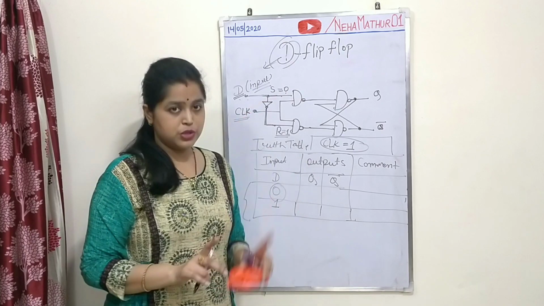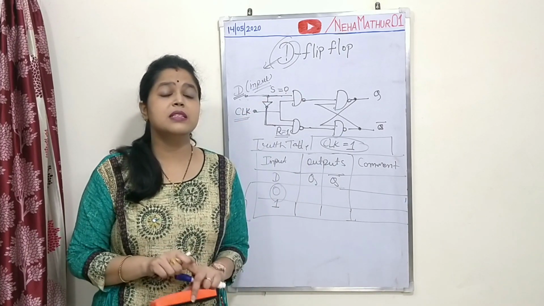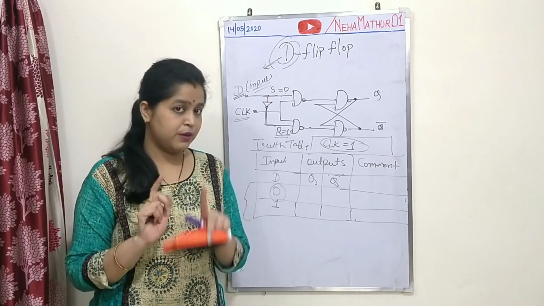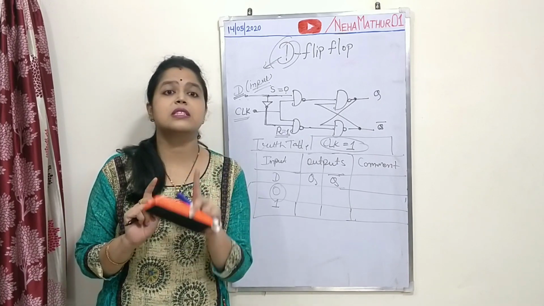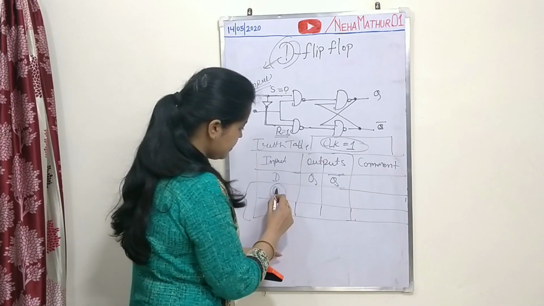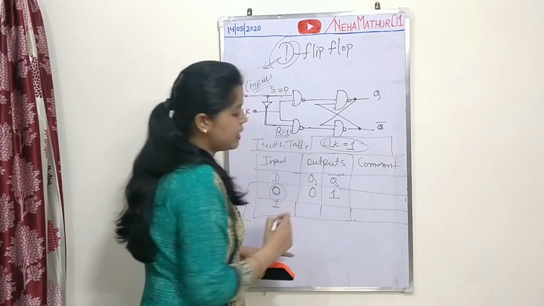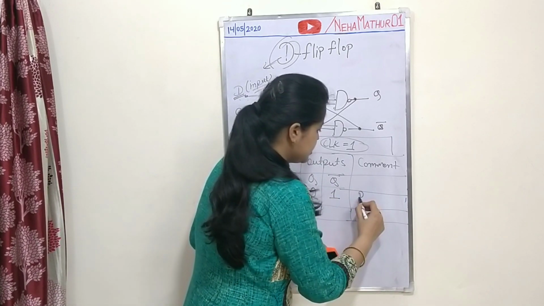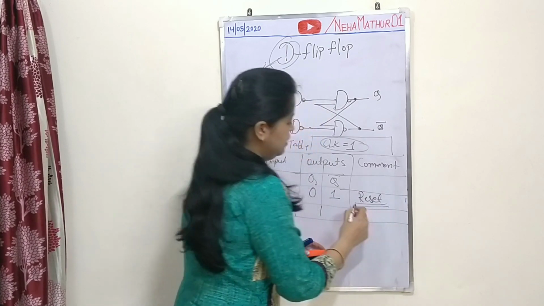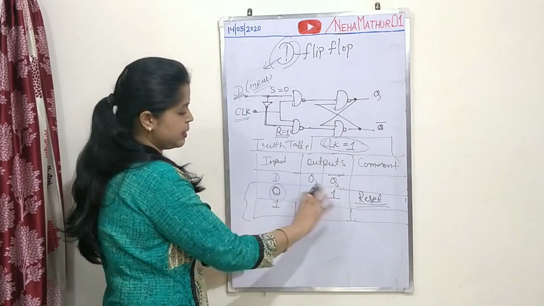If S is equal to 0 and R is equal to 1, that means the reset state of your SR flip flop, and by following the concept of reset state, your Q will be 0 and your Q bar will be 1. That means it is your reset state. I am just reviewing the concept of this.